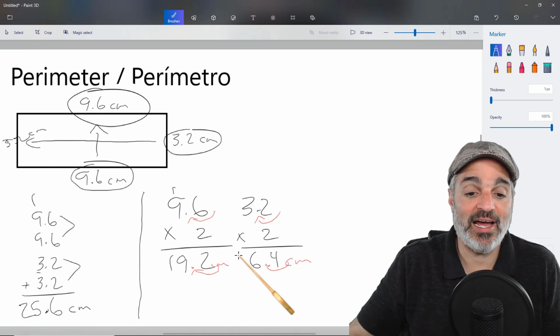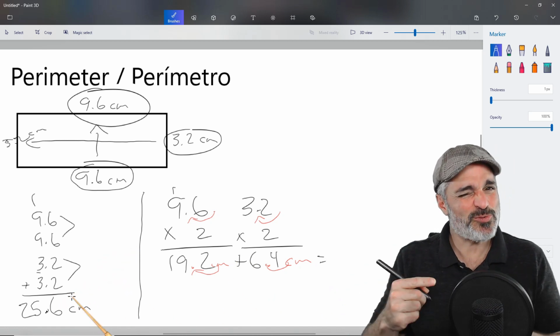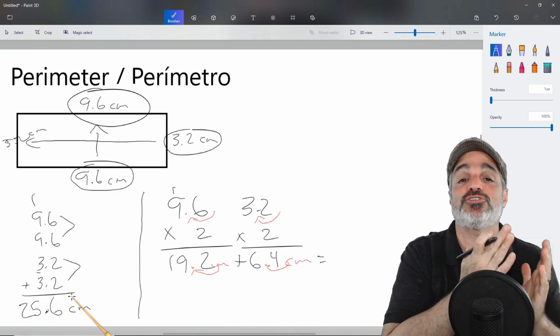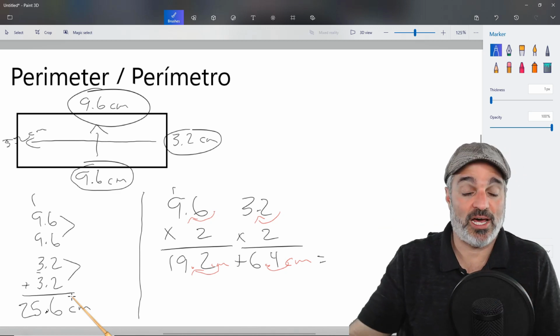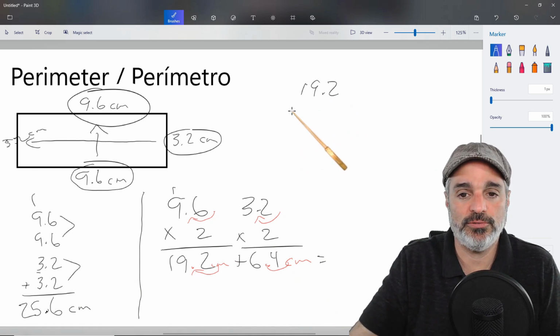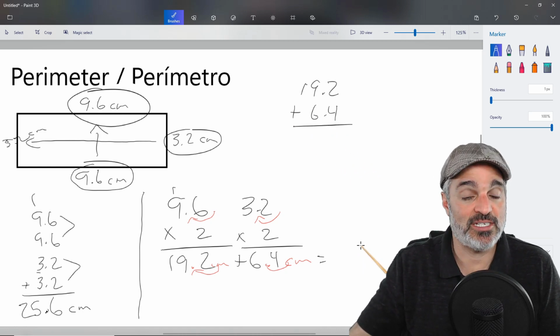And now I have to add these two numbers and see if I get the same result. You notice why I like the other way better? Because it's just one step. Here I have to do a lot of steps. So 19.2 plus 6.4. And look at how I wrote, or where I wrote the 6.4.